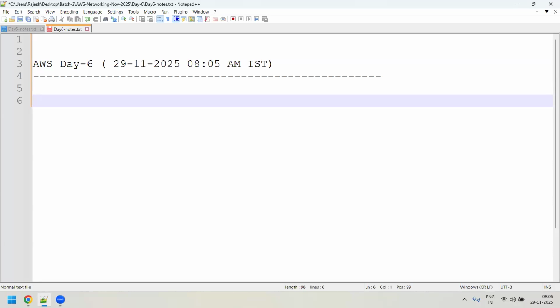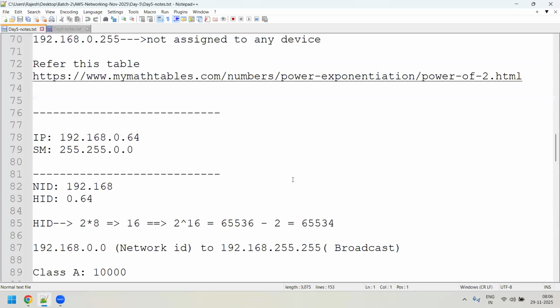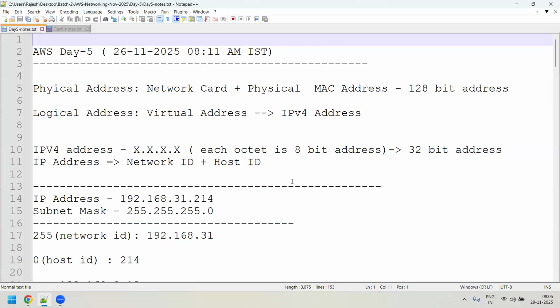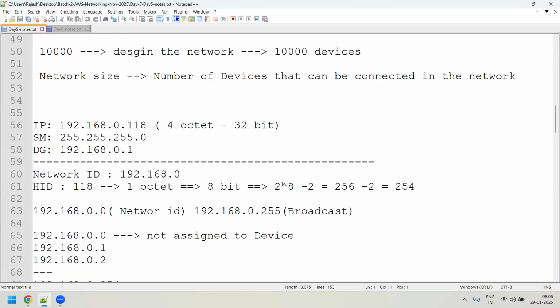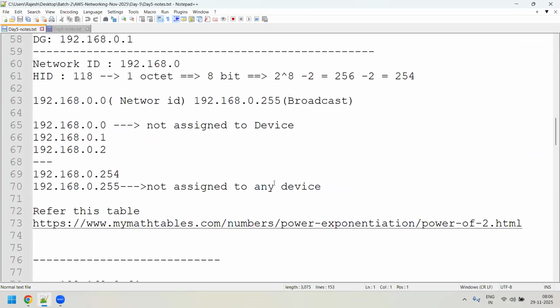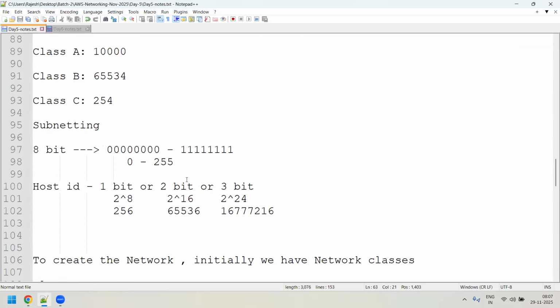Now, before we start getting into today's session, let us check what we did in the last session. I think in the last session, we had some basic understanding of how to come up with a subnet mask, right? If you have been told that there are so many devices you have to connect, how are you going to come up with the subnet mask? That is what we had discussed.